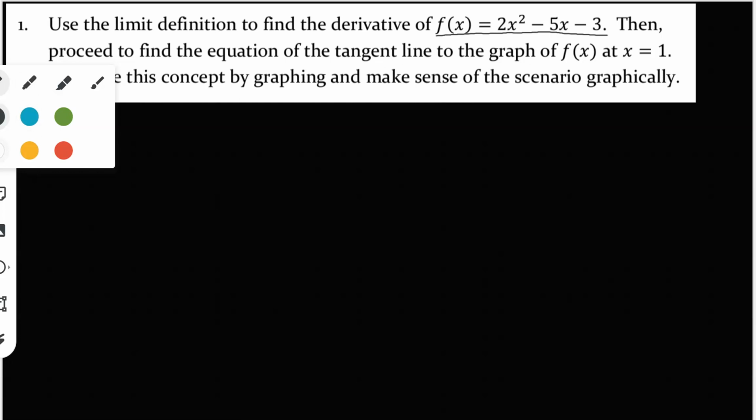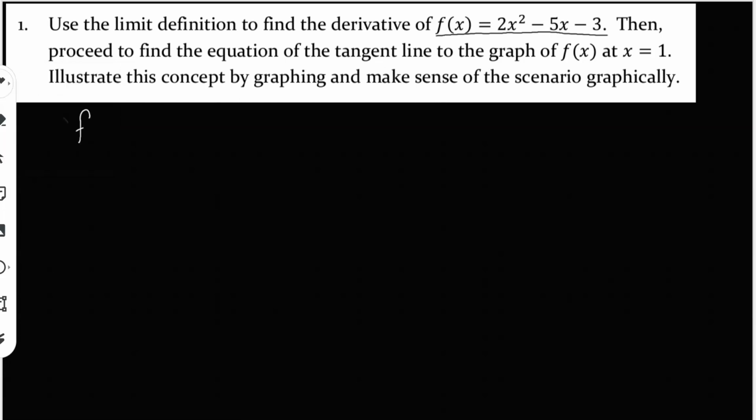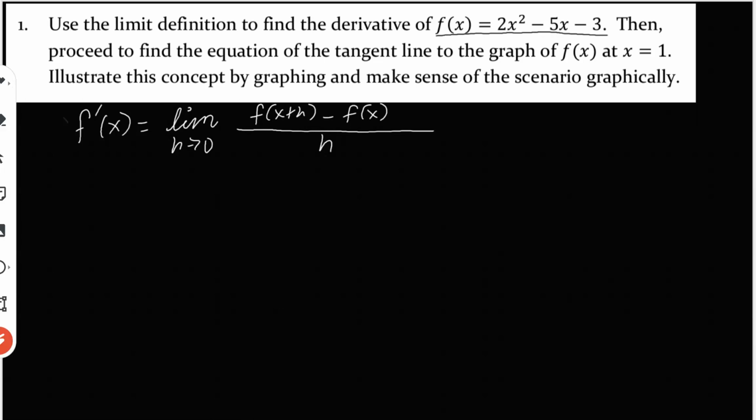the limit definition of the derivative, which is f prime of x, is going to equal the limit as h goes to 0 of f of x plus h minus f of x, all divided by h. Where f of x is this function here, the polynomial function. Actually, it's a quadratic. So let's go ahead and plug in f of x and f of x plus h and see what happens.